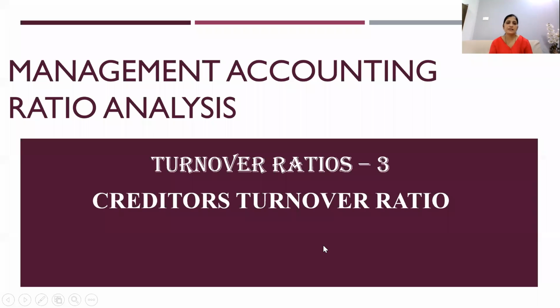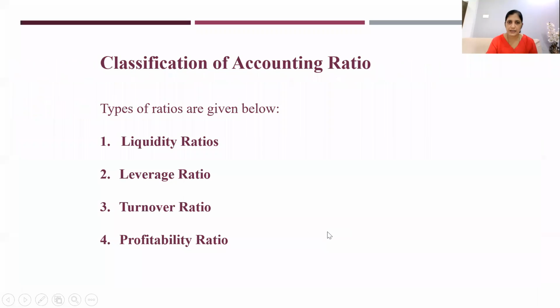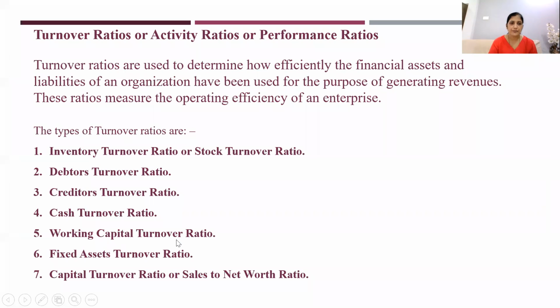So today we'll be starting the creditors turnover ratio. Till now we have seen debtors, it's almost the same. So again, I'm just refreshing you regarding the classification of accounting ratios. We have four types: liquidity ratio, leverage ratios, turnover ratio, and profitability ratio. Now we are dealing with turnover ratios. We have completed stock turnover ratio, debtors turnover ratio, and today we'll be going for the creditors turnover ratio.